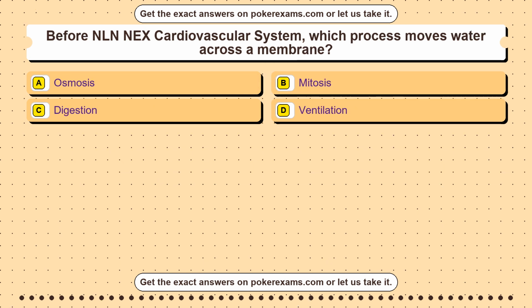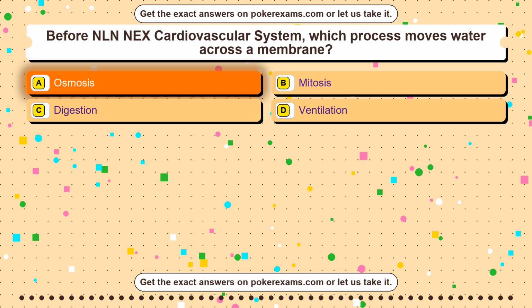Question 45. Before her C2 biology review, which prefix means beneath? Option A, sub. Option B, pre. Option C, hyper. Option D, tachy. The correct answer is option A.